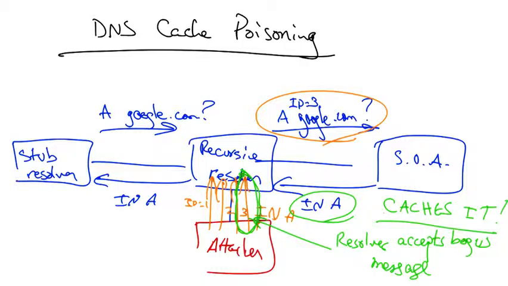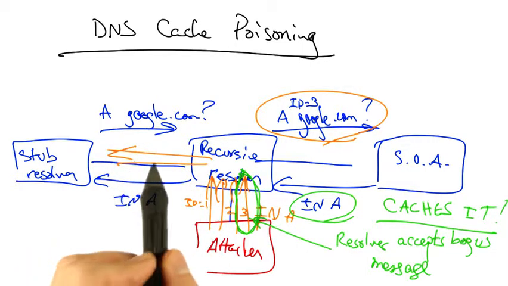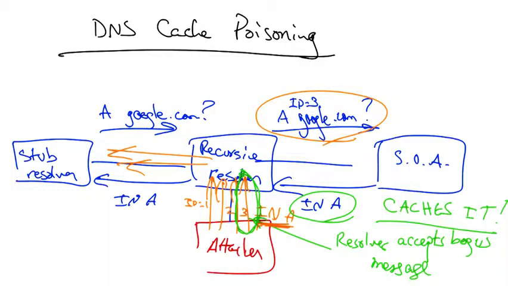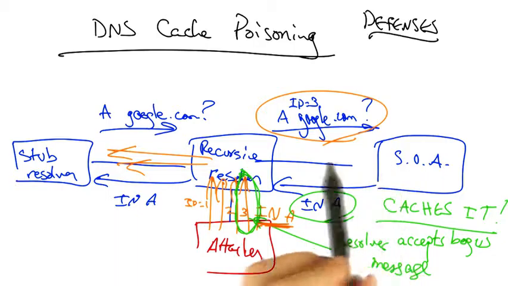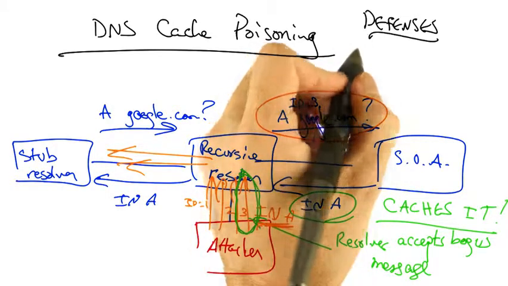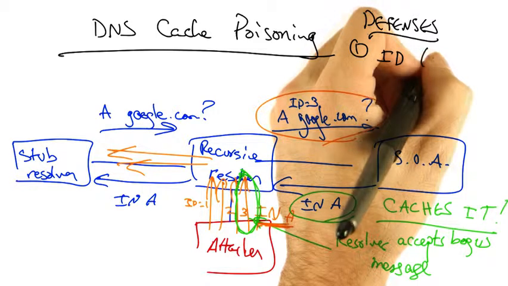And DNS, unfortunately, has no way to expunge a message once it has been cached. So now this recursive resolver will continue to send bogus A record responses for any query for this particular domain name until that entry expires from the cache. Now, there are several defenses against DNS cache poisoning, and we've already seen one, which is the query ID. But of course, the query ID can be guessed.